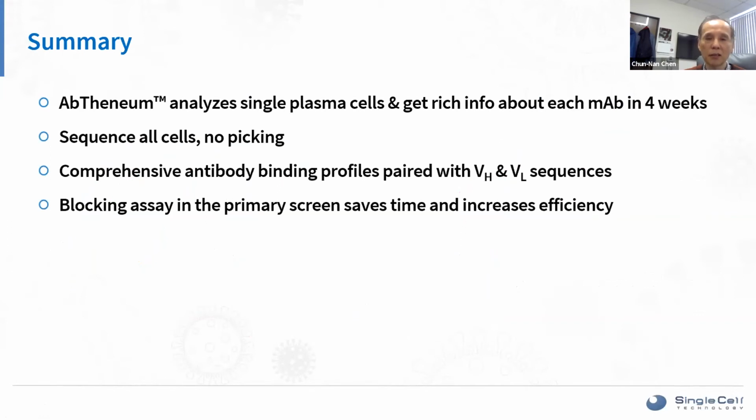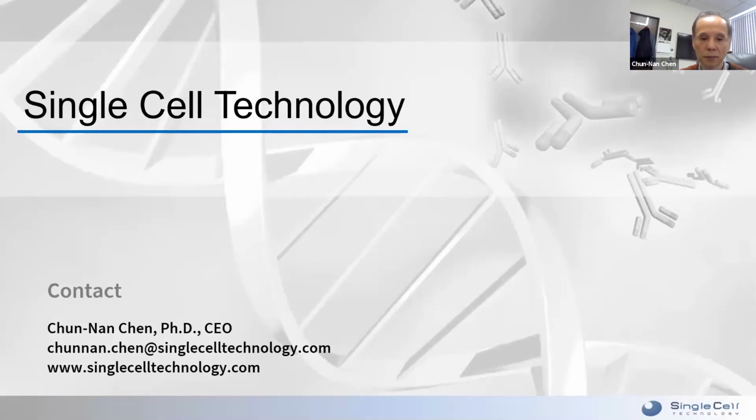We get a lot of information about their binding profile, and sometimes a really difficult one, like the multimer specific but not monomer. And then the blocking assay that I just explained allows us to quickly go from hits to lead. And in this case, the neutralizing antibodies, that saves time and also increases efficiency. I'll stop here and then I will take questions.